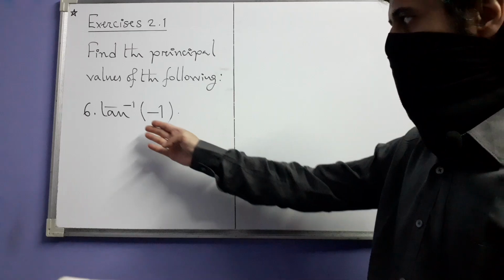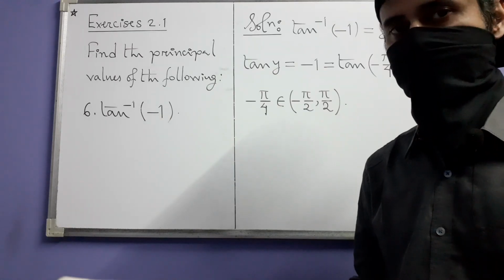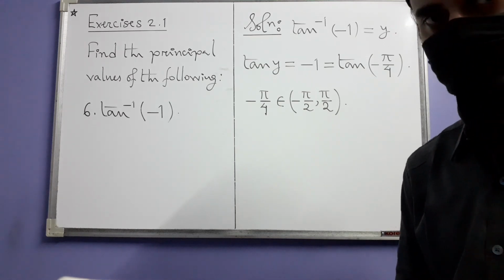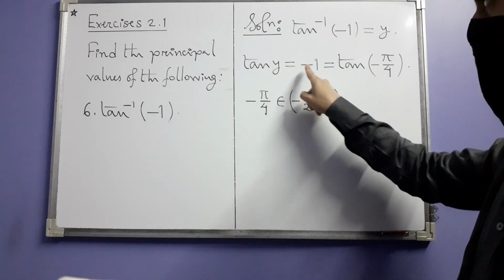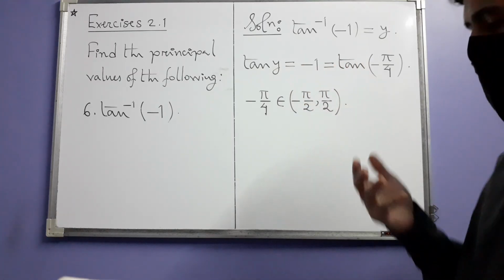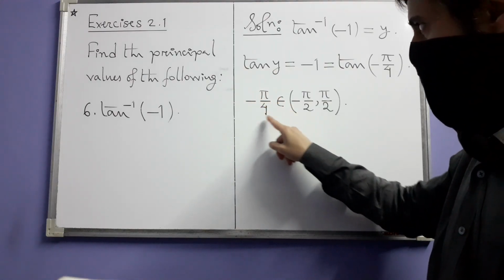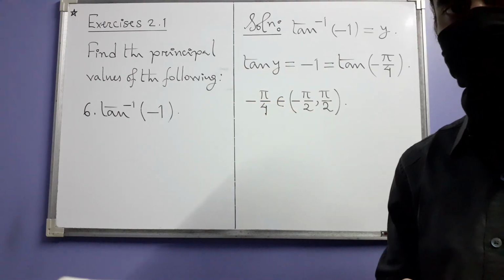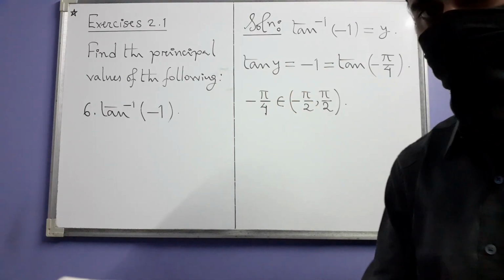Next, number 6, tan inverse of minus 1. This one is pretty easy. Easy because figuring out that angle is easy. You see the solution, let this be y, then tan y is minus 1, which is tan of minus pi divided by 4. And you also know that this value belongs to this range. So that's why here the principal value is minus pi divided by 4.